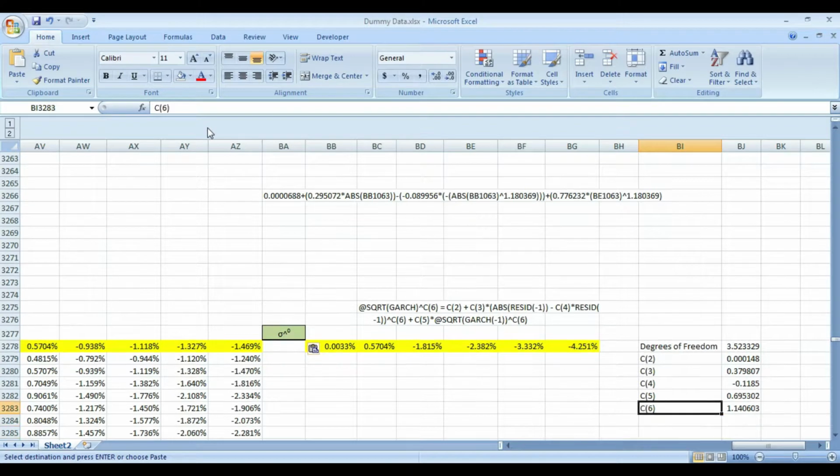So C6 over here, guys, is this value. So we'll copy this. First of all, we'll change the symbol over here, standard deviation to the power of this value, which is C6, right? Now we will estimate it. It starts from C2. So C2 is this.